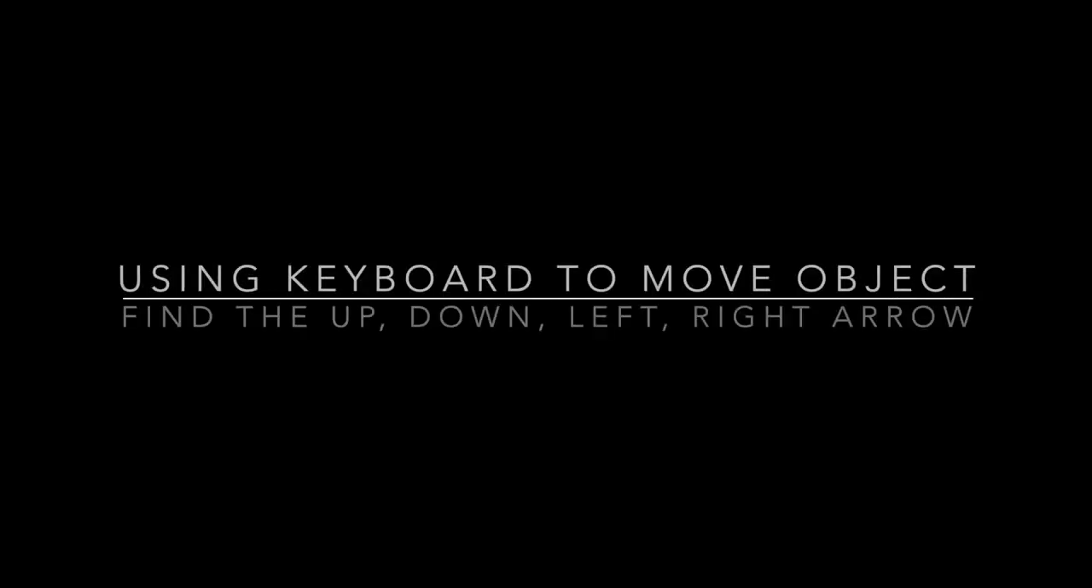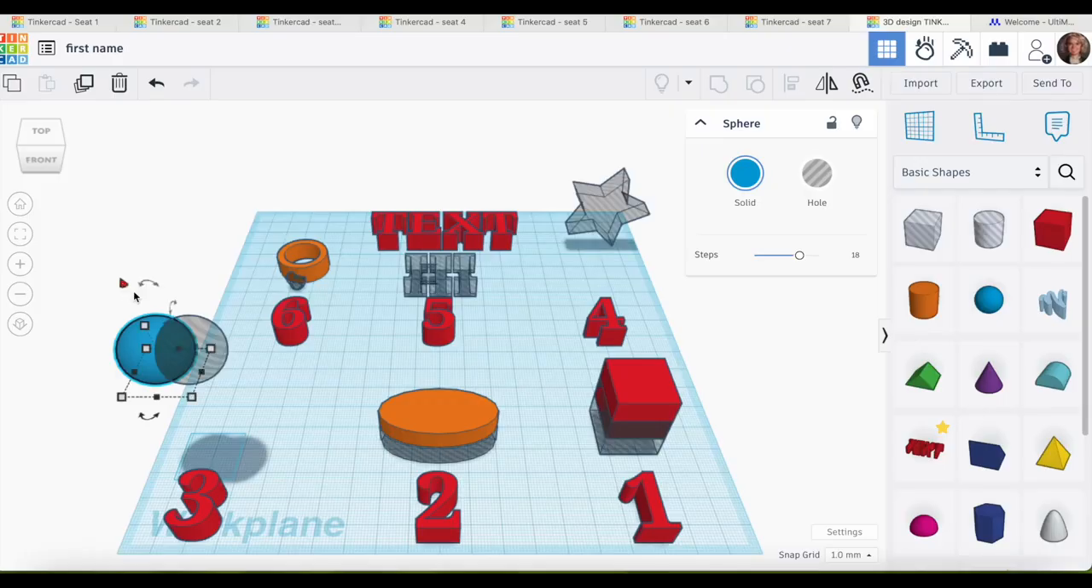Look on your keyboard and find the up, down, left, right arrows. We're going to use the right arrow and click until our blue sphere looks like it's in the gray sphere next to it. Kind of looks like an eclipse.